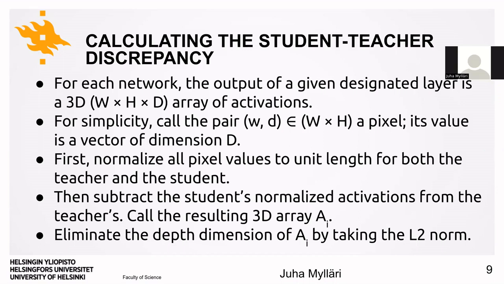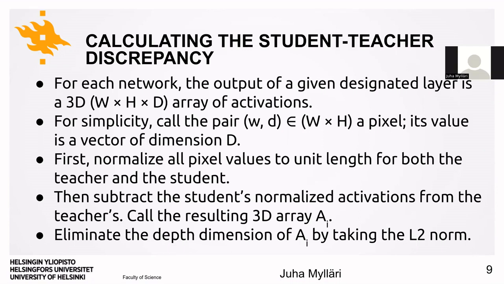Well, we can think of each width and height coordinate, or each location defined by width and height coordinate, as a pixel of sorts. And the value of such a pixel is a vector of dimension d.